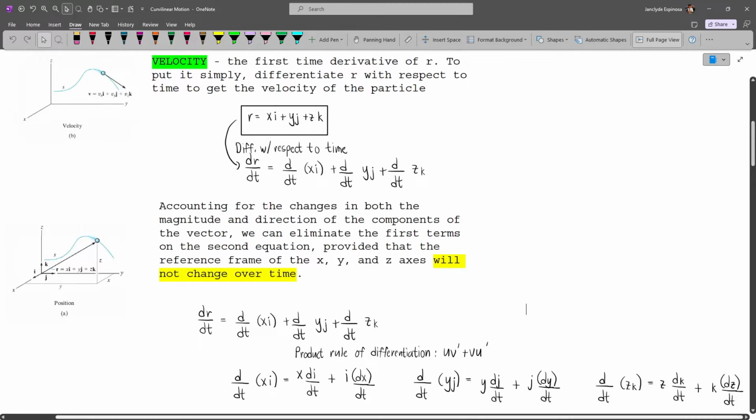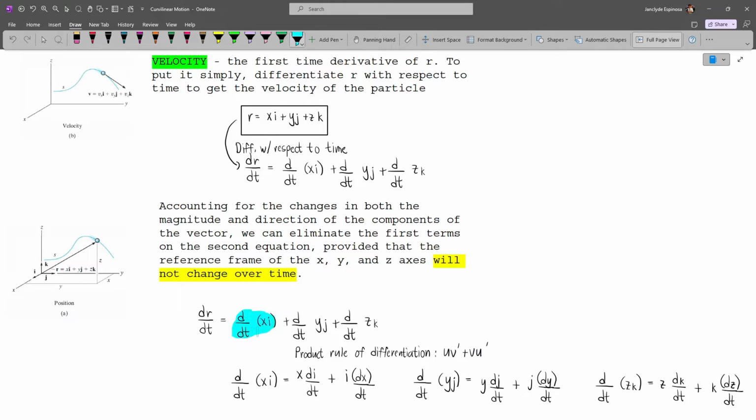If we use uv prime plus vu prime, this expression will now become x di over dt plus i dx over dt. Now, where does this come from? Let's say our x is u, and our i is v. So we have uv prime plus vu prime, in which our u is x, and v prime, differentiating i with respect to time, will become di over dt.